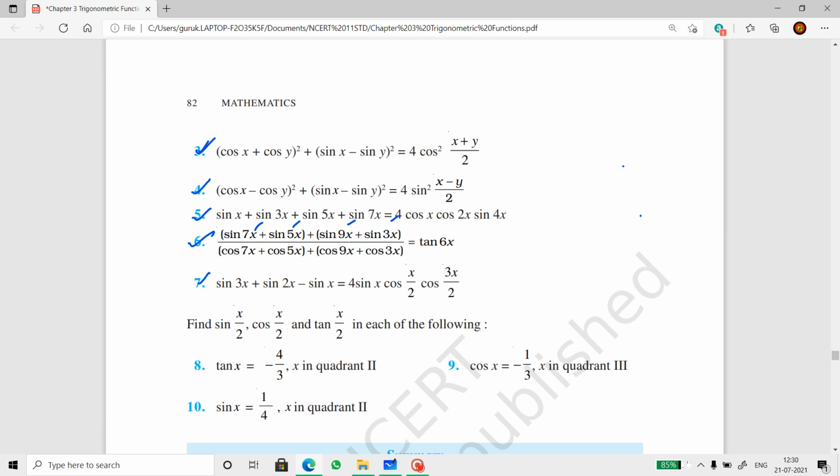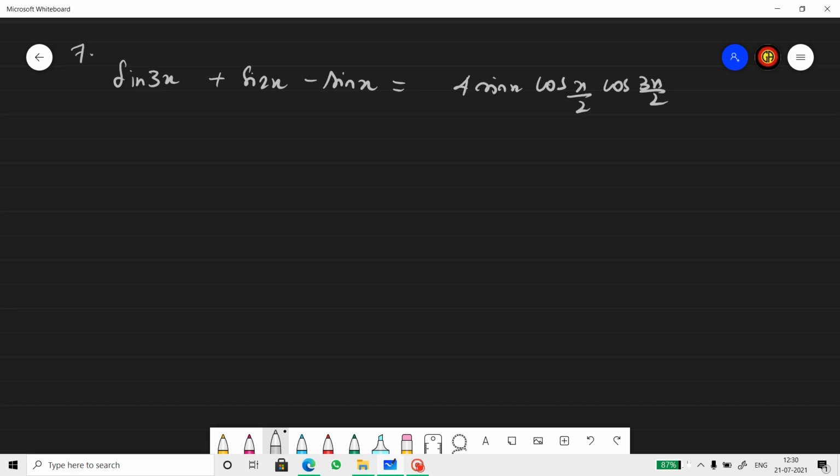Now this 7th one. sin 3x plus sin 2x minus sin x equals 4 sin x into cos x by 2 into cos 3x by 2. Now, on the left hand side, we have 3 terms here: sin 3x, sin 2x and minus sin x. Which two should be grouped so that we can take something common out? Well, I think sin 3x and minus sin x should be grouped first. So sin 3x minus sin x plus sin 2x, rearranging and grouping the terms so that I can take something common out.